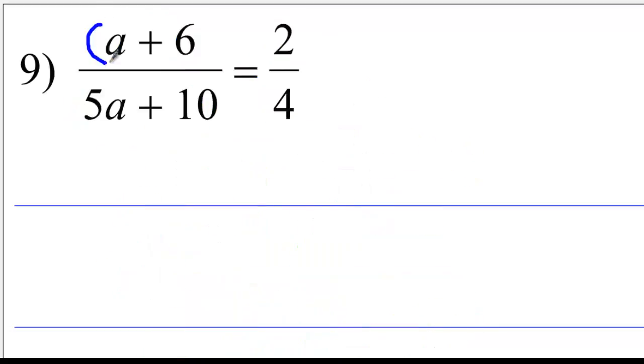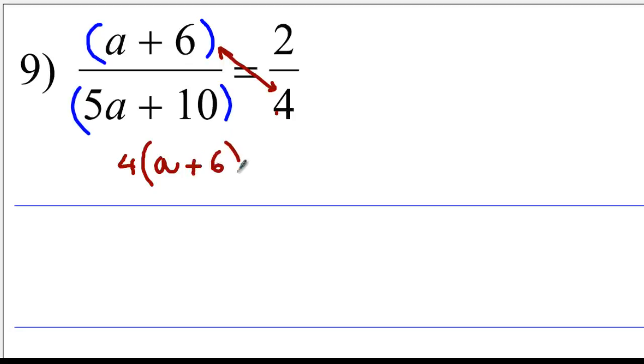Here is my parenthesis, here's the other parenthesis. Because if it has more than one term, it goes in parentheses. So you multiply the numerator and denominator. That would be 4 times A plus 6, this and that, multiply them together, so that equals 2 times 5A plus 10.